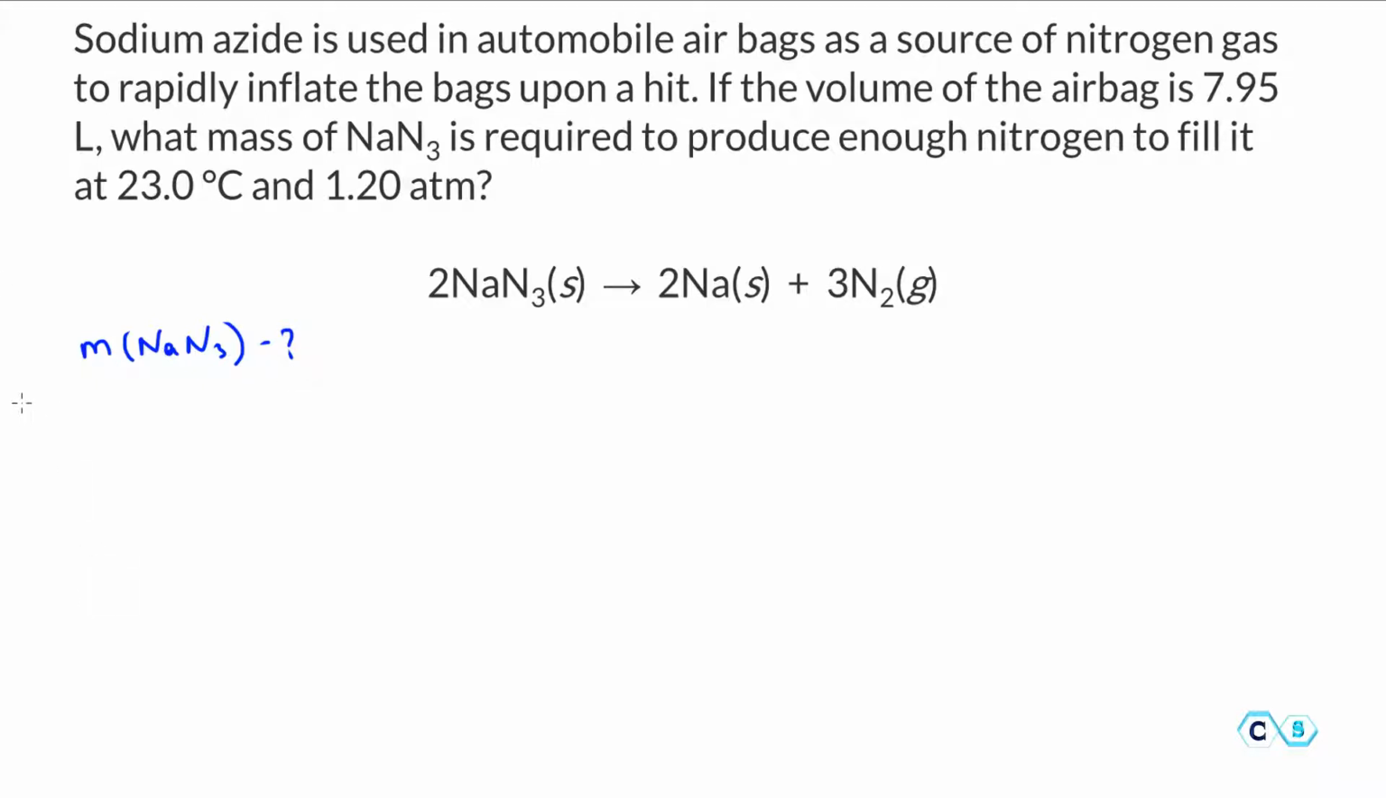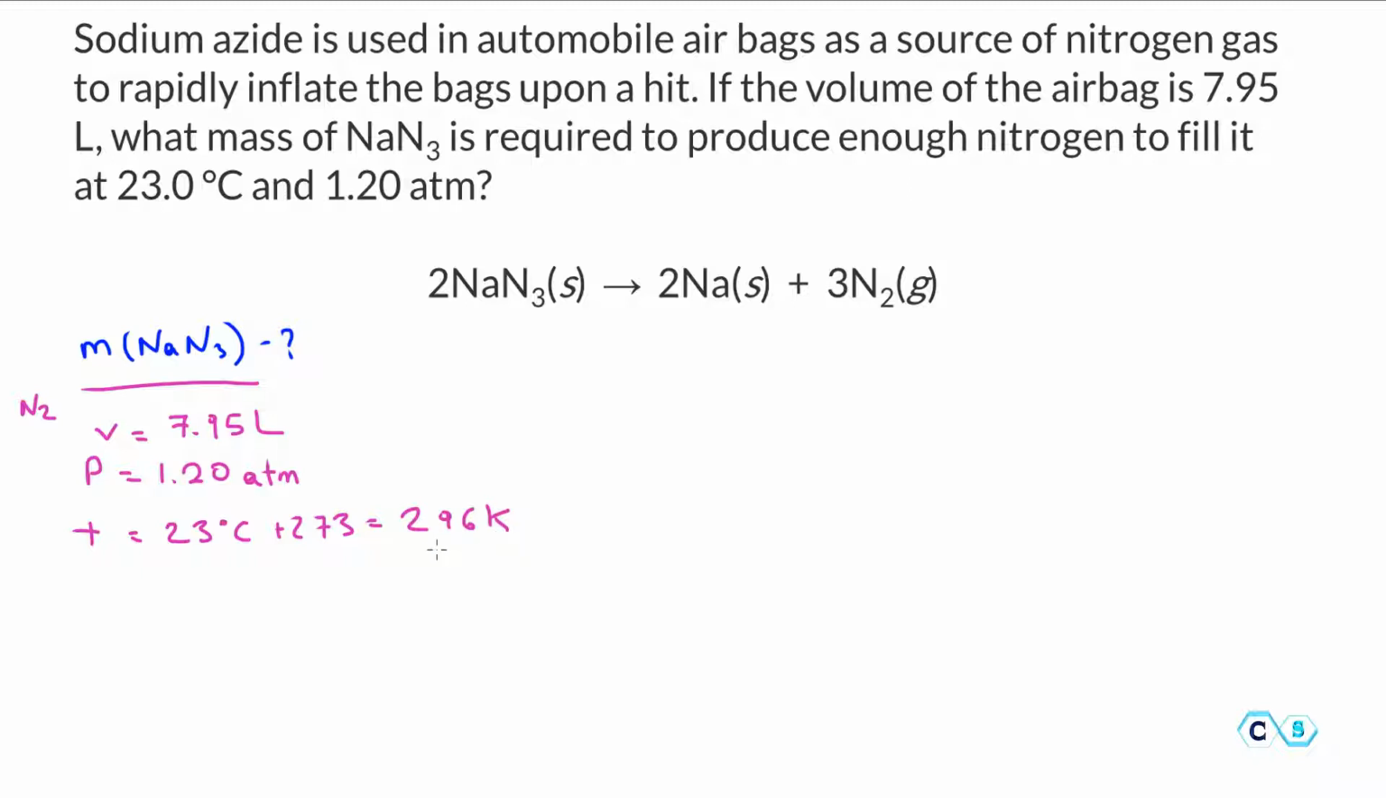So let's put what we have. For the nitrogen, N2, everything here relates to nitrogen. We have the volume, 7.95 liters, which is the volume of the airbag. We also know the pressure, 1.2 atmospheres. And we know the temperature, but we're just going to convert it to kelvins at once. So at 273, we have 296 Kelvin.